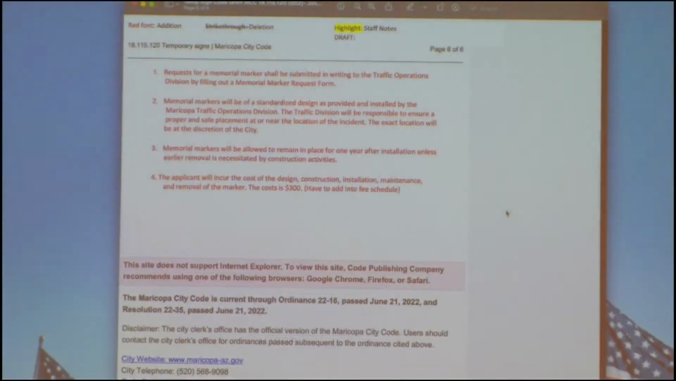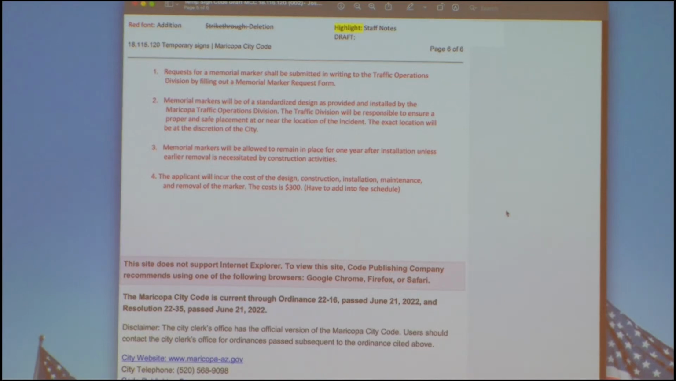I concur. I mentioned this last time in our last discussion, that 1 year seemed to be a little too short of a time. Yes? I don't think the city should be involved in the memorial business at all.